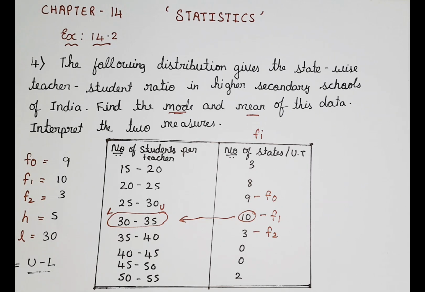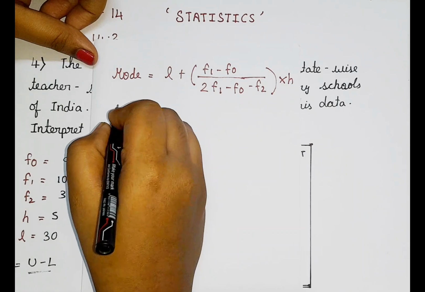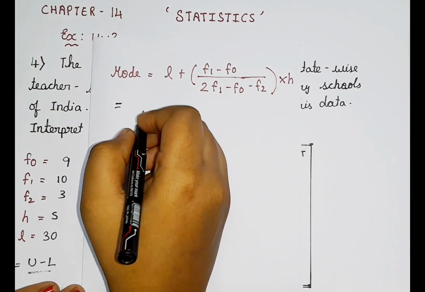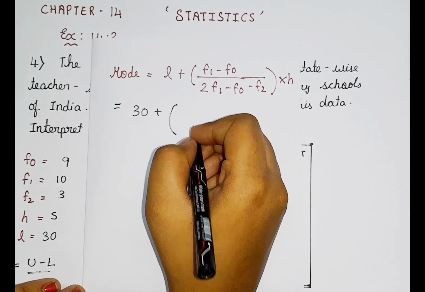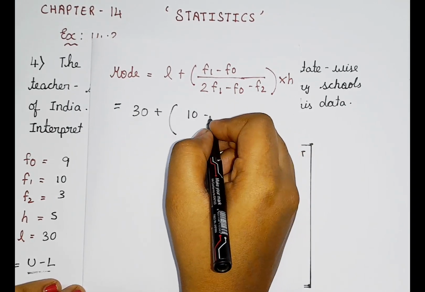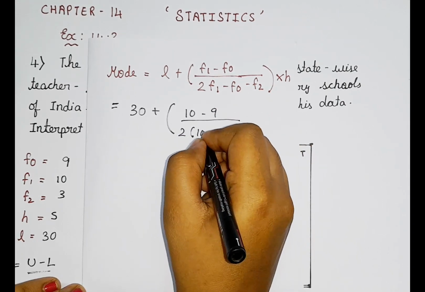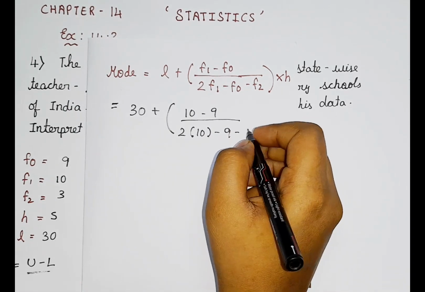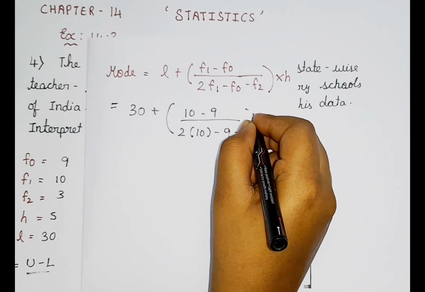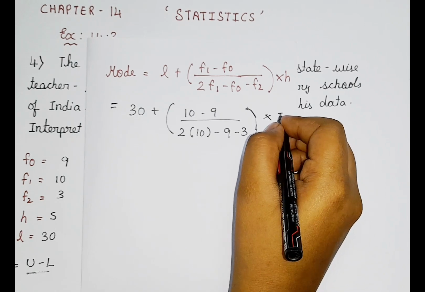Since we have these values, now we can apply them in the formula, isn't it? So now let's do that. Mode is equal to L value 30 plus bracket F1 value 10 minus F0 value 9, divided by 2 times F1 value 10, close the bracket, minus F0 value 9 minus F2 value 3, and close the bracket, into H value 5.